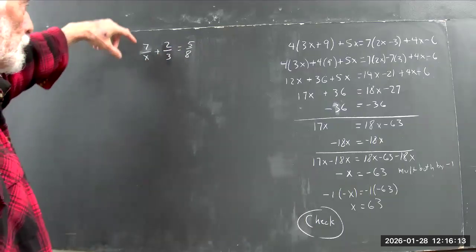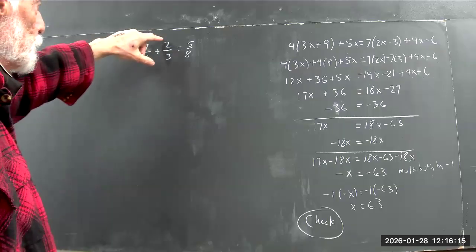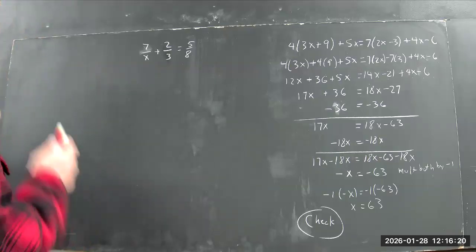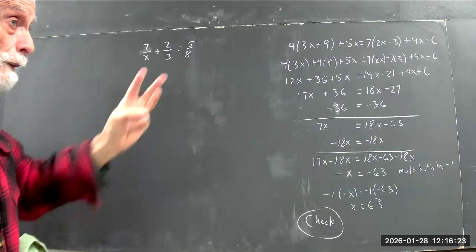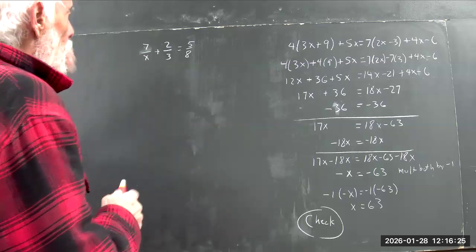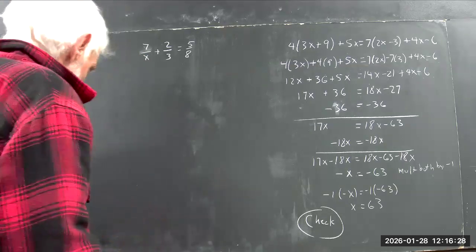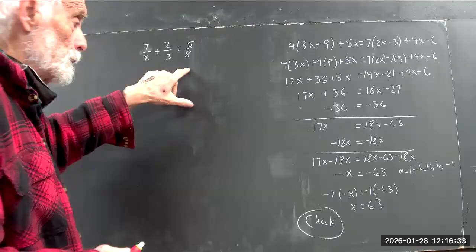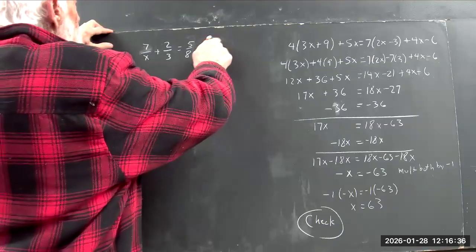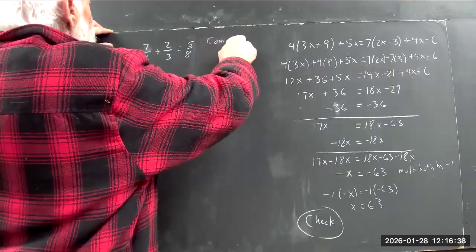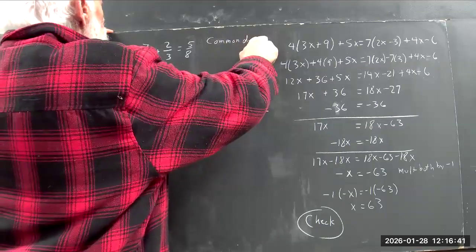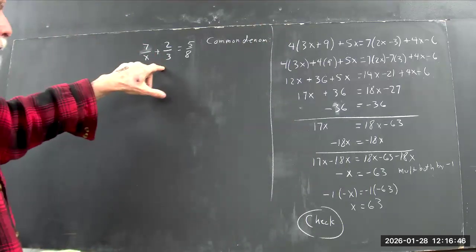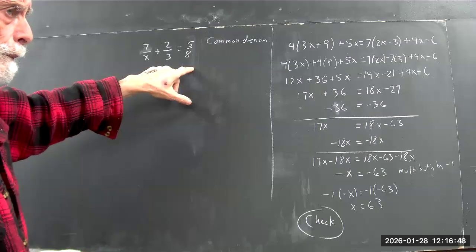Again, this new equation, 7/x plus 2/3 equals 5/8. This has denominators. Matter of fact, it's got 3 of the darn things. What's a common denominator? Well, it should be clear that 3 and 8 don't have any common factors. So our common denominator has to at least have 3 times 8, which is 24.